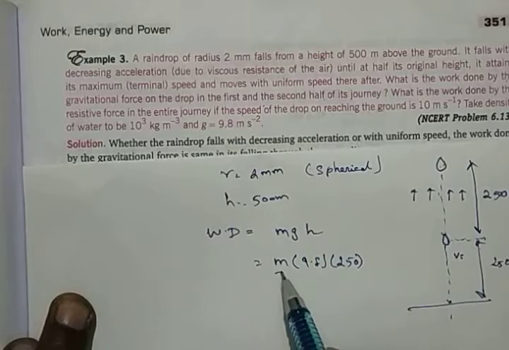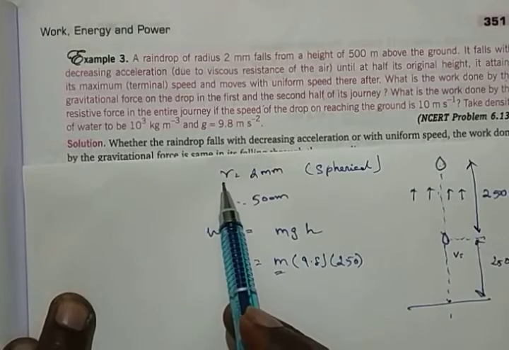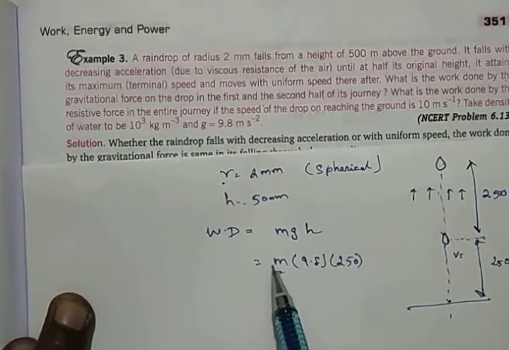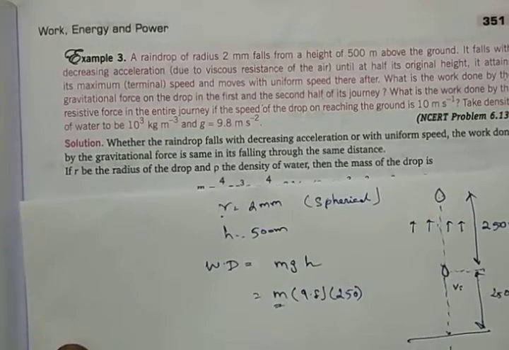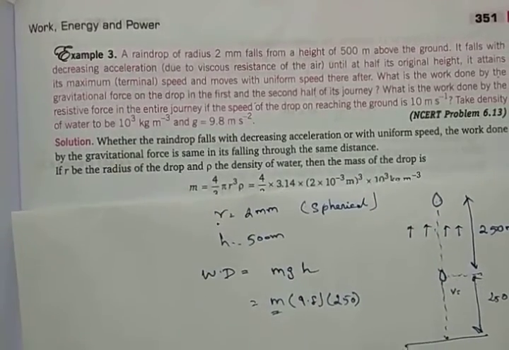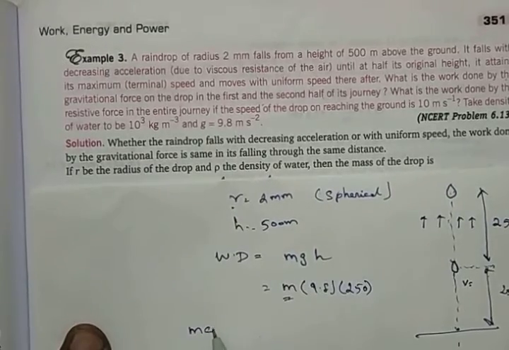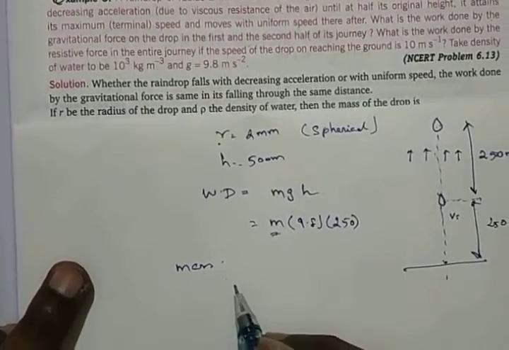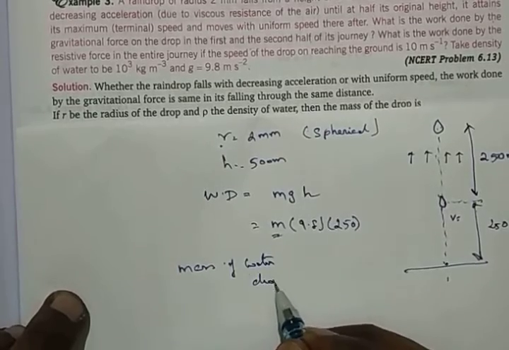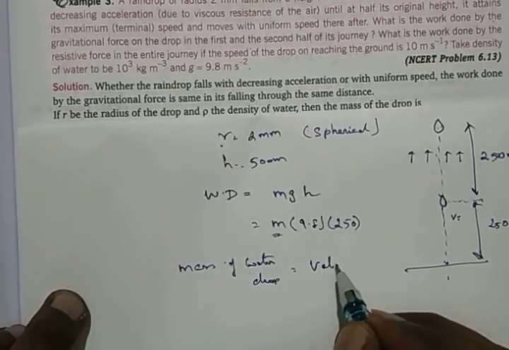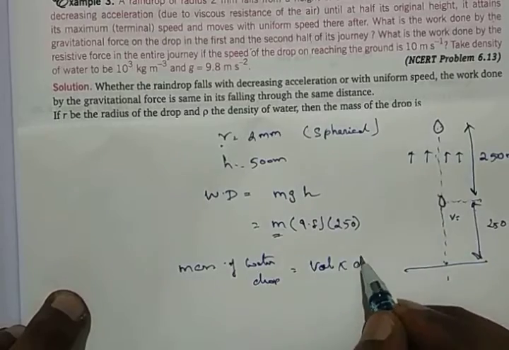But remember, where is mass given? It is just given the radius only. We need to find out the mass of this particular drop. How to find the mass? The first thing is, you need to understand mass of water drop is going to be equal to volume into density.